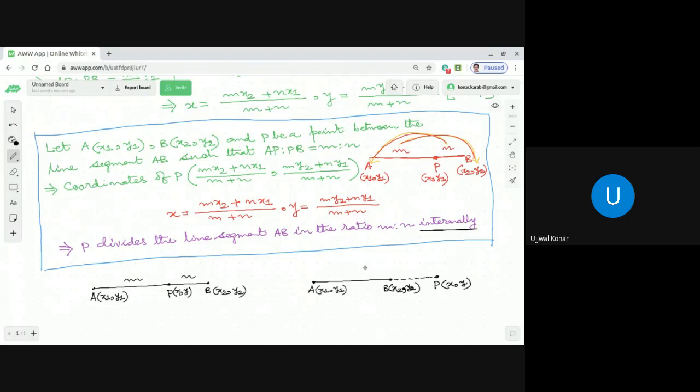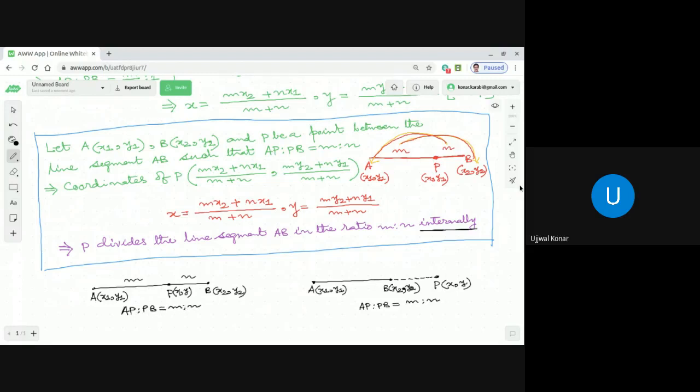But one thing is pretty sure, that here also AP is to PB is m is to n. That means this entire thing AP is m and PB is n. They are not exactly equal to m and n. They are in the ratio of m is to n. That means AP is mk and BP is nk. And here also AP is to PB is equal to m is to n.